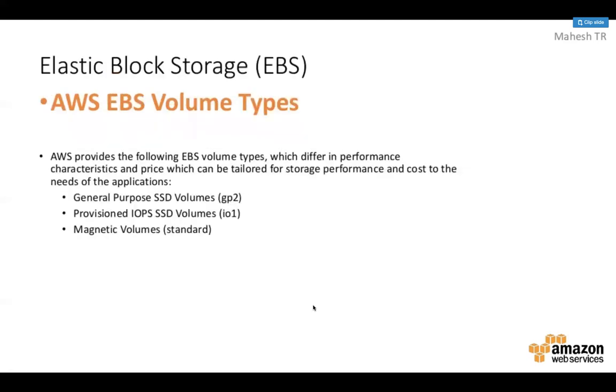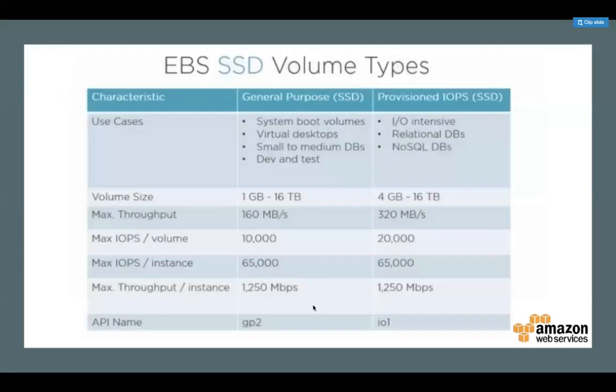Then we have different types of EBS volume types. So we have general purpose, provisioned input outputs, and magnetic. Okay, and if you see the comparison, it's shown in the table here. So for general purpose, the volume size is up to 16 terabytes starting from 1 GB, whereas for provisioned it's from 4 GB to 16 terabytes. And use cases for general purpose, it is used mainly for operating system, for boot volumes.